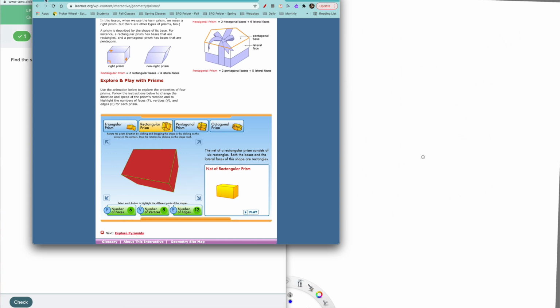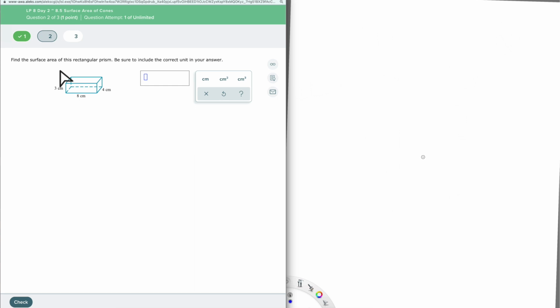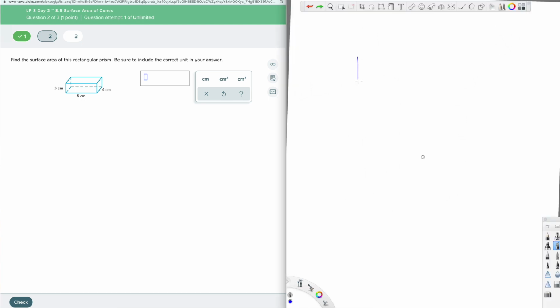Well, the surface area is the area all the way around. How much surface does it have? So I need to know the area of all the surfaces. So when I do this, I want to make sure that I'm looking at this box. I'm going to try to draw it real quick as a net. So I have this guy.